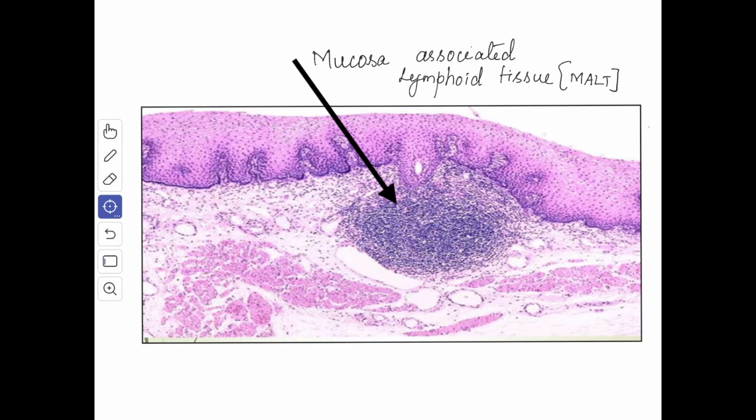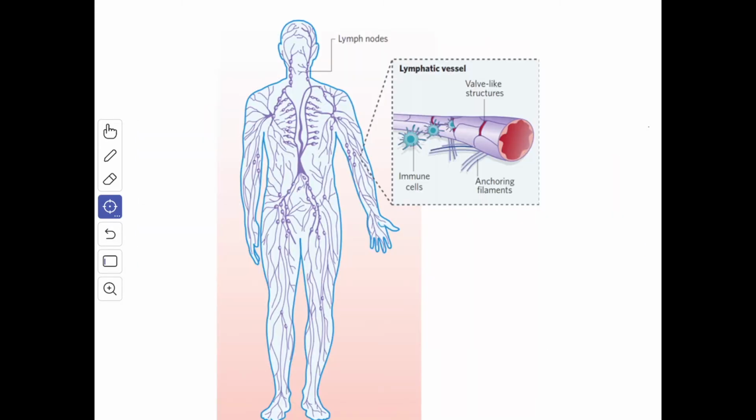The thymus and the bone marrow are primary lymphoid organs while others are secondary lymphoid organs. Now we'll see about the lymph. What is lymph? It is a transudate from the blood and contains the same proteins as in plasma but in smaller amounts and in somewhat different proportions.